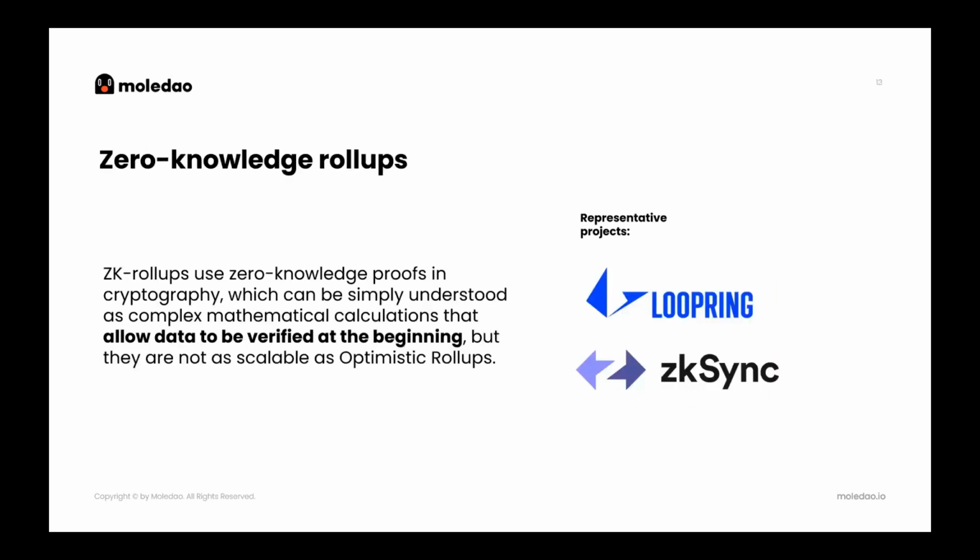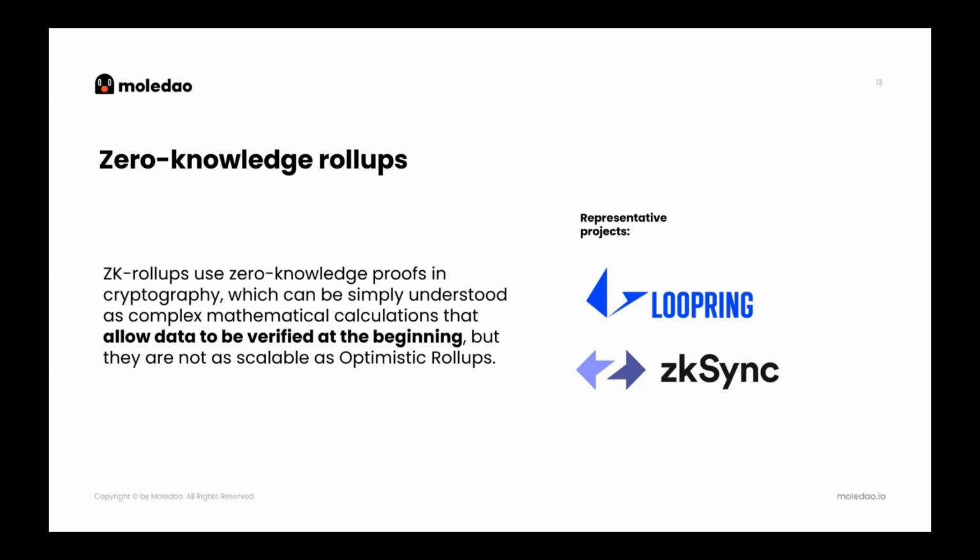ZK rollups use zero-knowledge proofs in cryptography, which can be simply understood as complex mathematical calculations that allow the data to be verified at the beginning. So by comparison, there is no long waiting period when withdrawing funds, but they are not as scalable as optimistic rollups. ZK rollups are represented by projects such as Loopring and ZK-Sync.